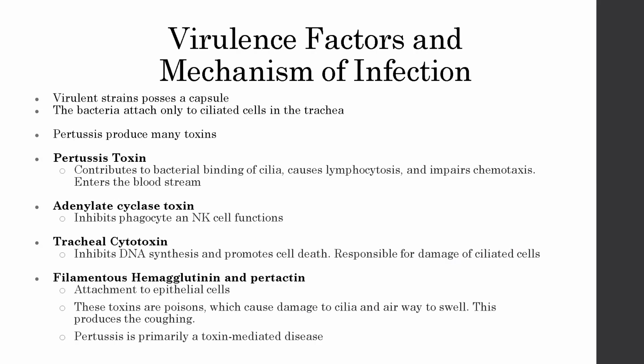Virulence factors and mechanism of infection: virulent strains possess a capsule. The bacteria attach only to ciliated cells in the trachea, and pertussis produces many toxins. The first toxin is pertussis toxin, and it contributes to bacterial binding of cilia, causes lymphocytosis and impairs chemotaxis, and it enters the bloodstream.